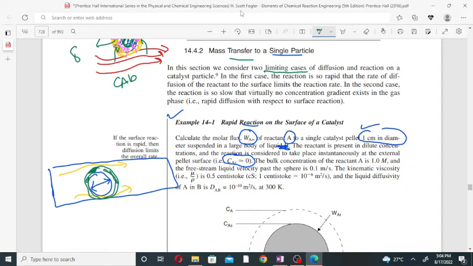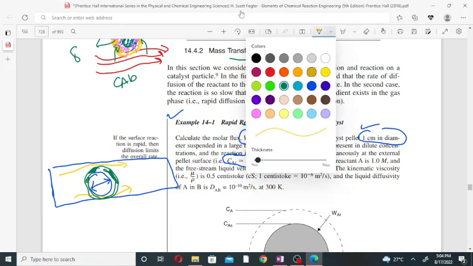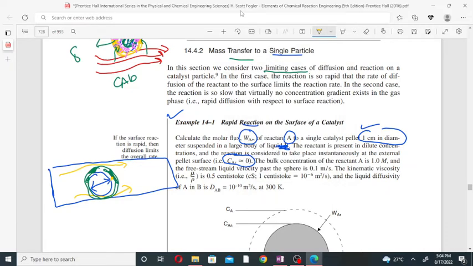The concentration of component A at the surface of the catalyst is 0 because the reaction is very fast at the surface of the catalyst. So the concentration of component A at the surface of the catalyst, CAS, is 0. It is given to us. Now the velocity of the fluid is 0.1 meter per second. This is the velocity of the fluid which is flowing around the catalyst particle.